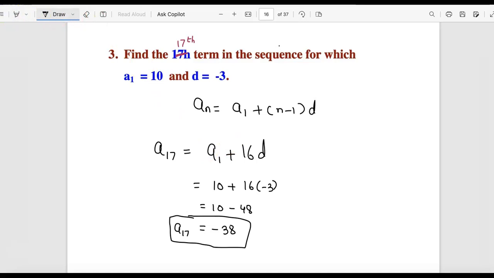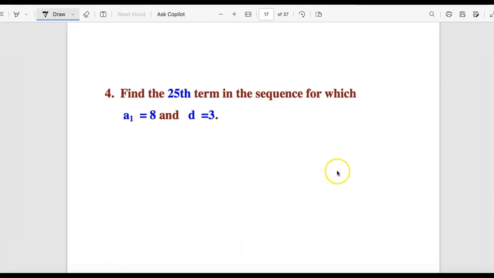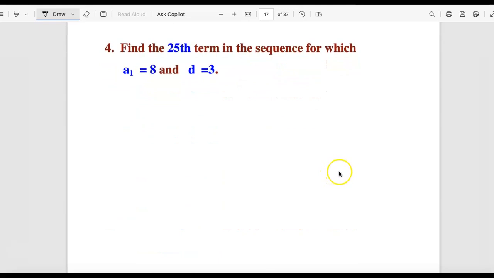Let's go to the next slide. Make sure you are taking notes properly, copying each and everything in its entirety. Don't take the shortcut. So our next question is find the 25th term in the sequence for which the first term is 8 and the common difference is 3. I want you to pause this video and do these problems on your own, and then check your answer with my answer. Go ahead and pause the video.